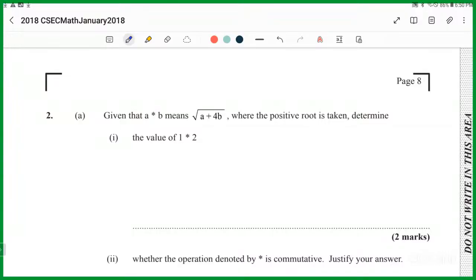And this is the first question that we looked at, alright? So the question gave us this. It's called a binary operation. It's telling us that this means this. Or in another way, it could have been a star b equals the square root of a plus 4b. So it's a binary operation. It's an operation on two values.